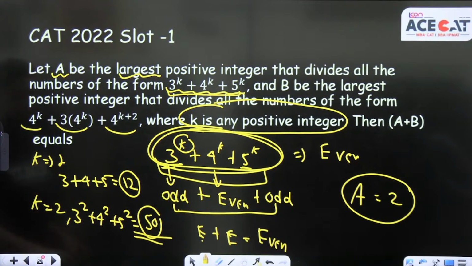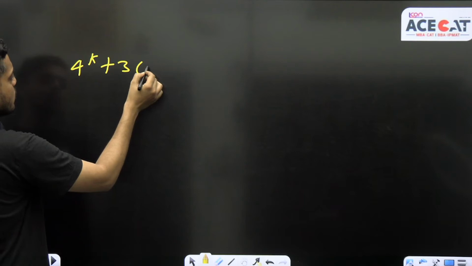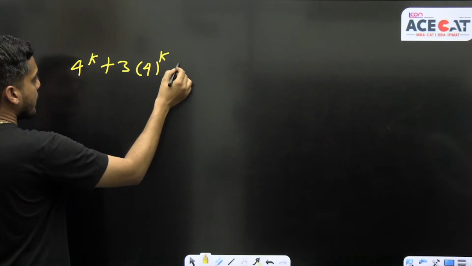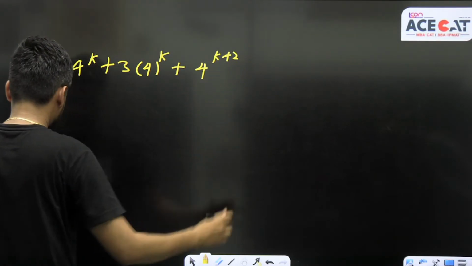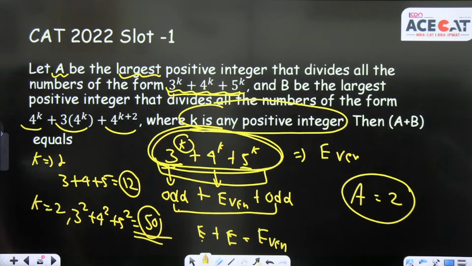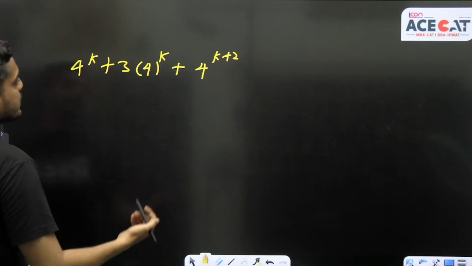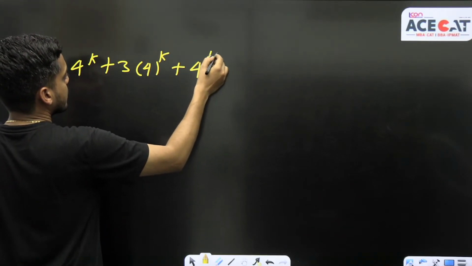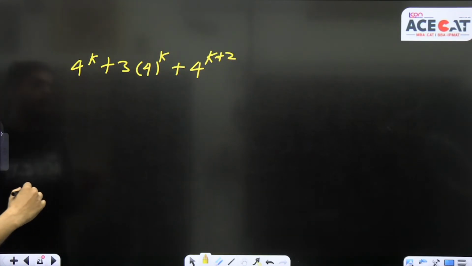The next is what, guys? 4 to the power k plus 3 into 4 to the power k plus 4 to the power k plus 2. Just check this if I am not wrong. 4 to the power k plus 3 into 4 to the power k. Now, guys, it is 4 to the power k first of all.